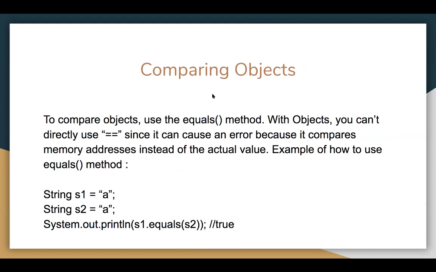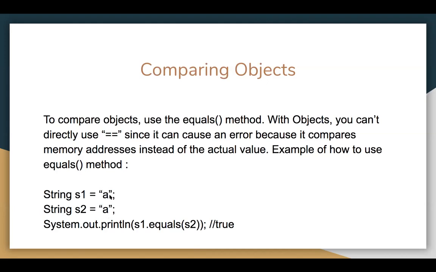Comparing objects. To compare objects, use the equals method. With objects, you can't directly use equals equals, just like you can't do that with strings, since it can cause an error because it compares memory addresses instead of the actual value of what it contains. Here's an example of how to use the equals method.